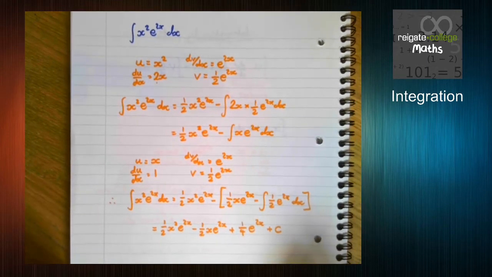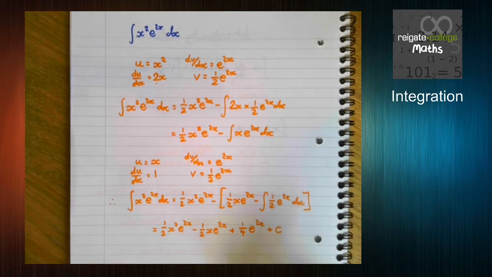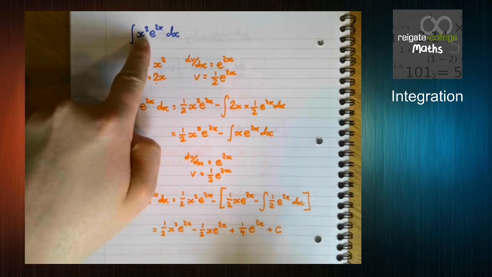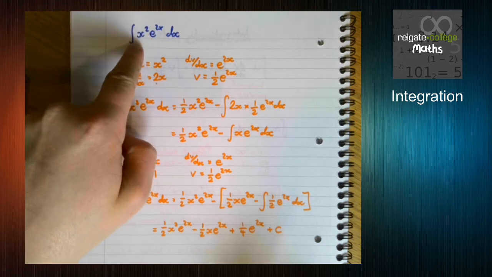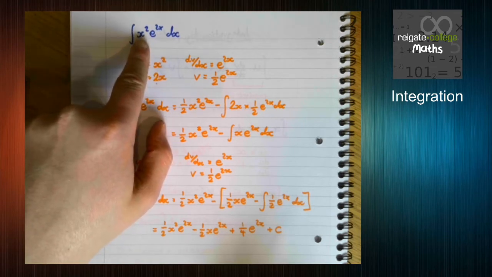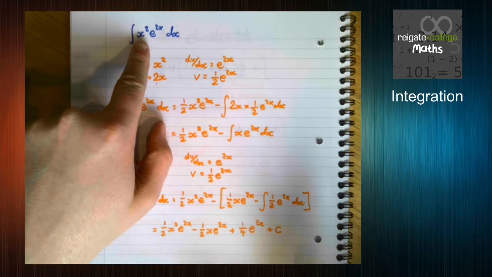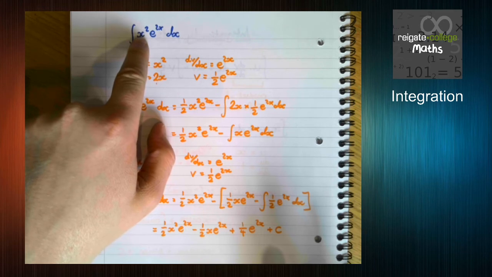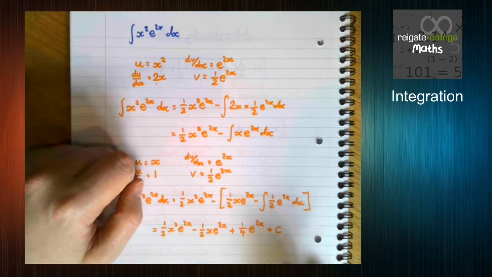So notice what determined that we had to do integration by parts twice. The fact that this is squared. So watch out for that. You can see, oh, I've got x squared times something else. Chances are I'm going to have to do by parts twice. Not always, but the majority of the time, if this is x squared, you're going to do by parts twice.